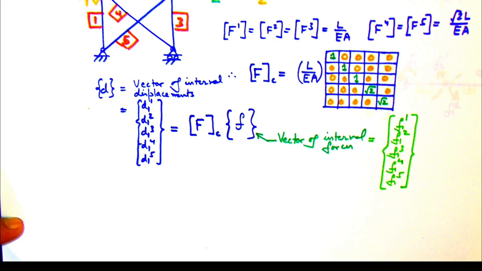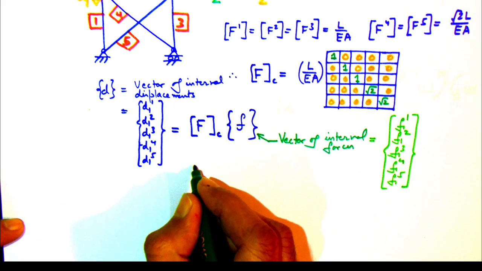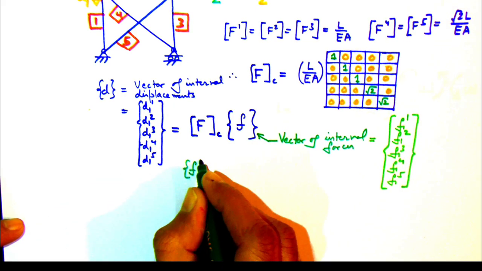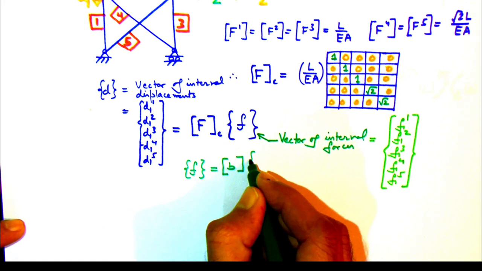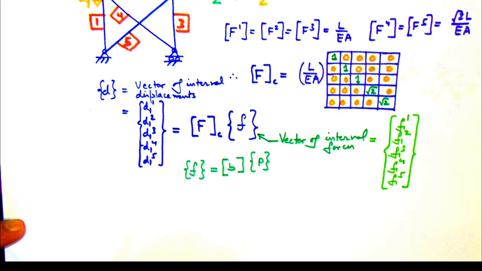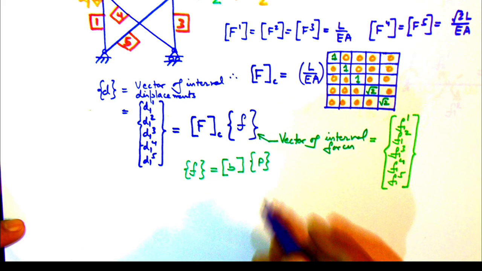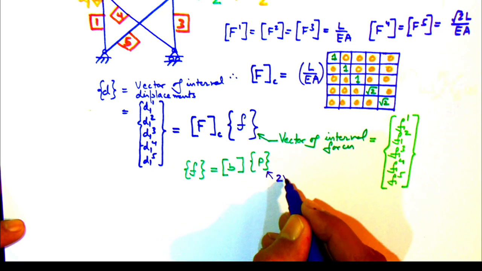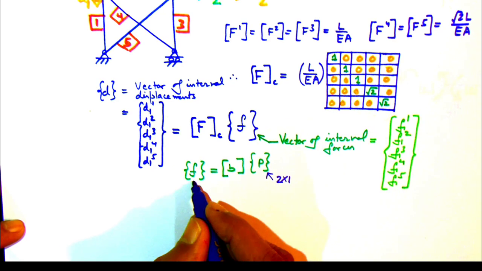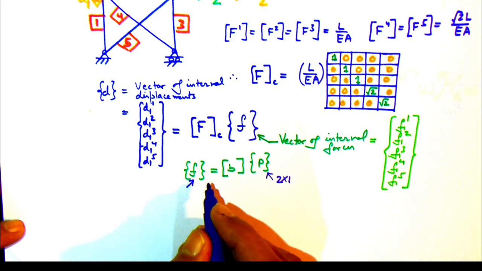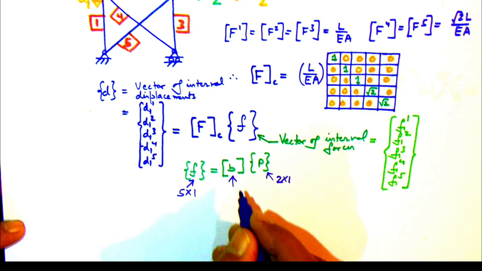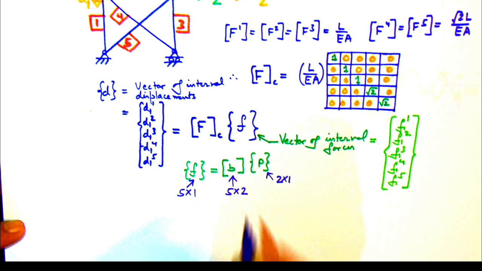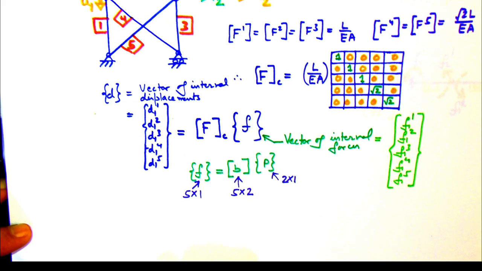Let us go back to the first example of the truss and try to derive this matrix B for that structure. So here we are writing the relationship connecting the vector of all internal forces with the external forces. Externally there are two forces, P1 and P2, and the size of the vector of the internal forces is 5 by 1 because there are 5 members. So the size of the B matrix will be 5 by 2.